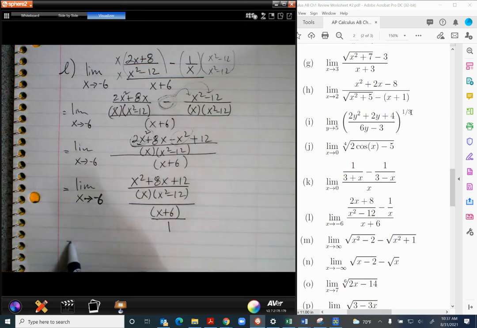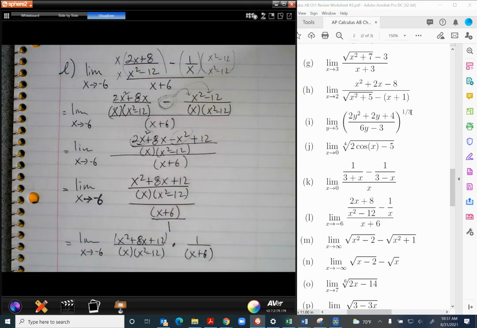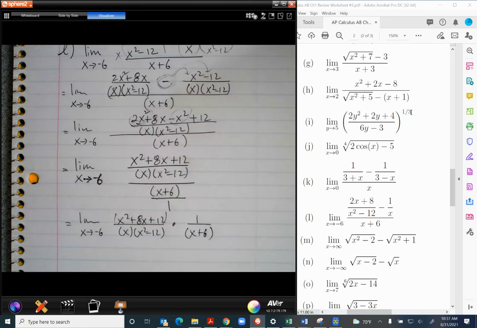So what is it? Limit as x goes to negative 6, x squared plus 8x plus 12, over x times x squared minus 12, times 1 over x plus 6. Alright, do you notice anything? Anybody? You want to cancel, but I can't cancel yet. I can't cancel 12 and 12. I can't do that. But what can I do?